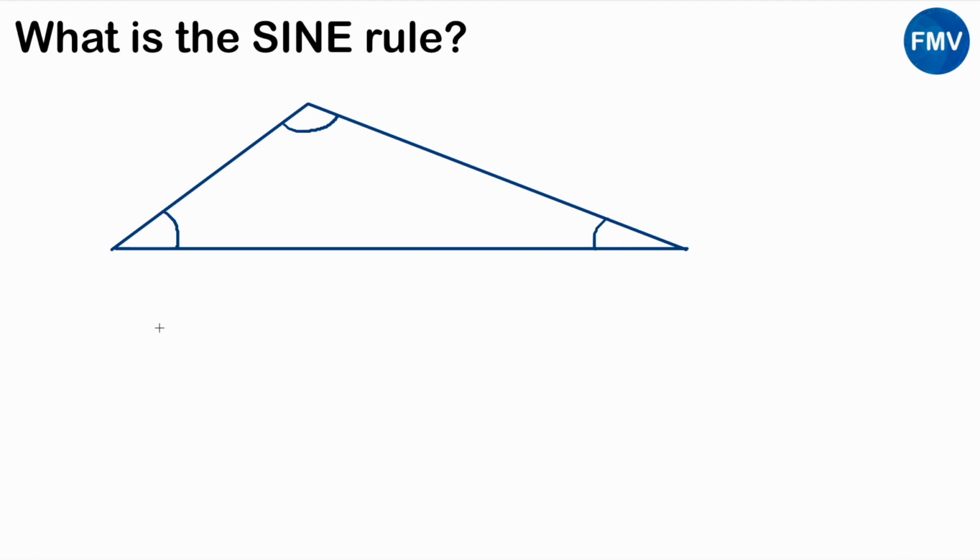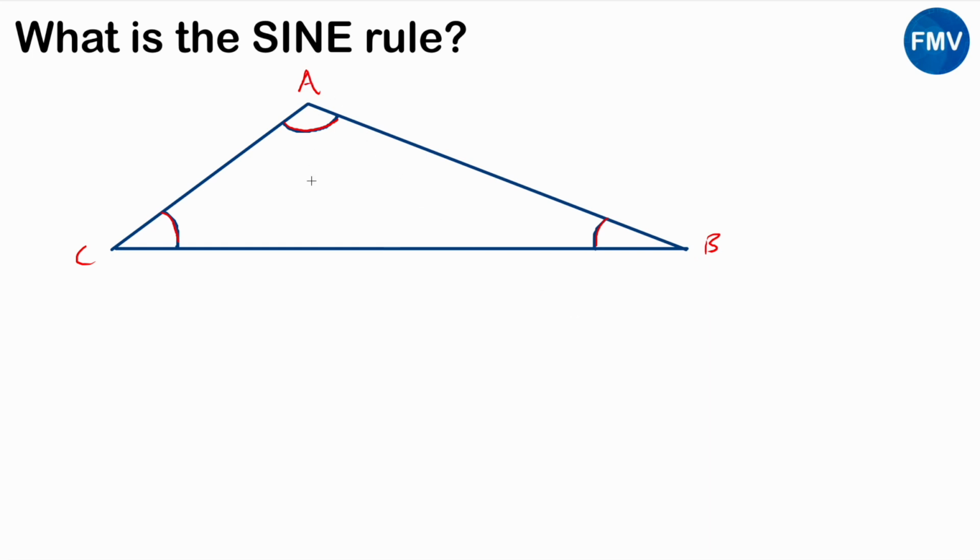Before we look at what the sine rule is, we need to make sure we have the diagram labelled correctly. Now, in labelling the diagram, we start with the angles. This angle here, we recognise this to be angle A. This angle here, I'm going to call B. And this angle here, I'm going to call C. It doesn't matter which one of these is A, B, C. Just make sure you label them A, B, C.